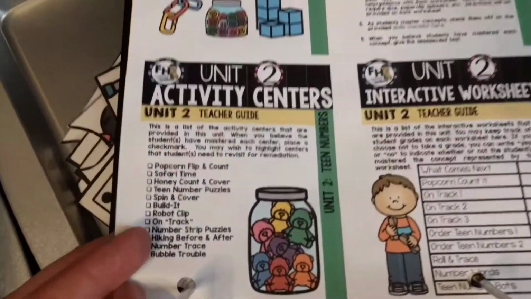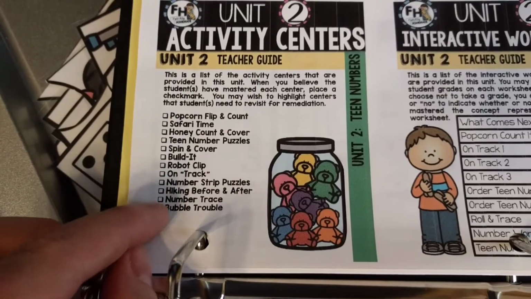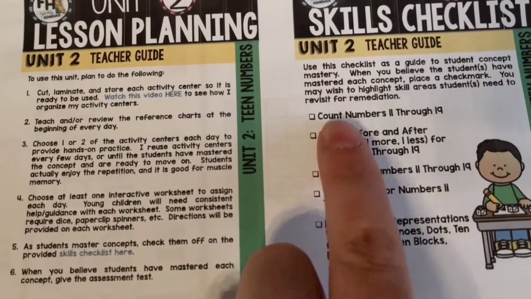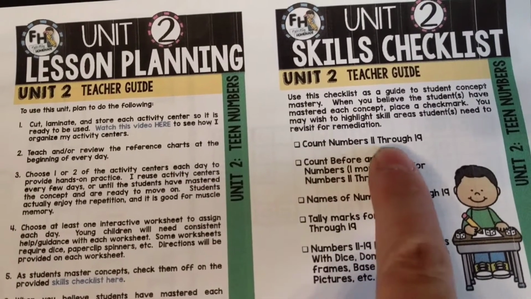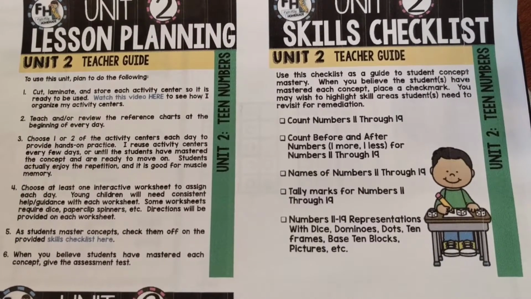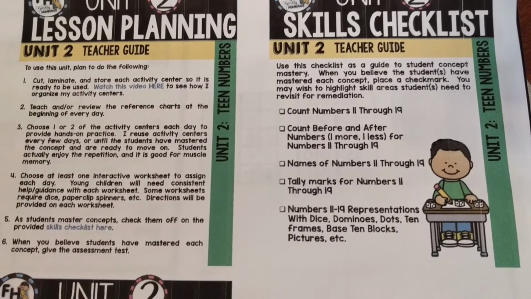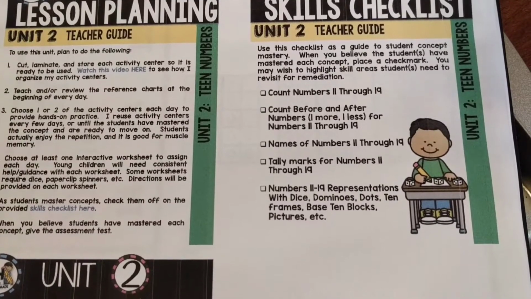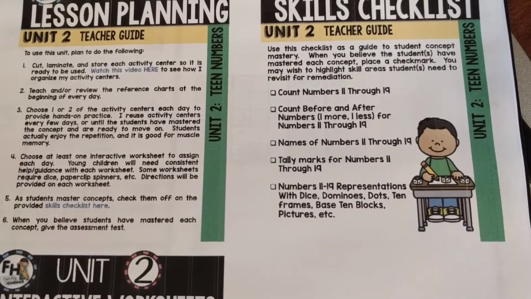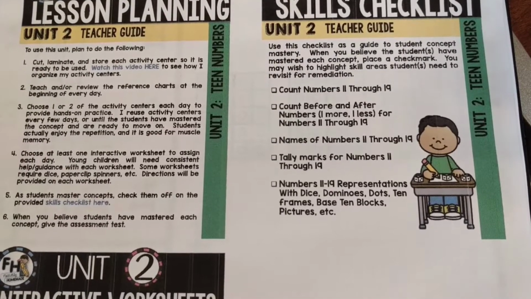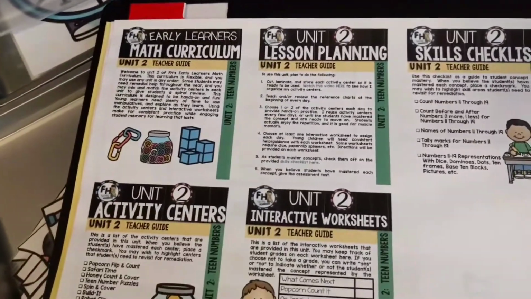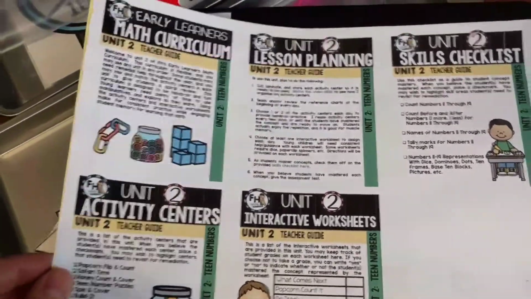It has here my teacher's guide. I can do a checkoff list of all the different activity centers. Here it has a skills checkoff list. The skills in this unit are counting numbers 11 through 19, count before and after, one more and one less for numbers 11 through 19, names of numbers 11 through 19, tally marks for numbers 11 through 19, and numbers 11 through 19 representations like with dice, dominoes, dots, 10 frames, base 10 blocks, pictures, and etc. Then it has a couple other things for my lesson planning. So that's the first part.